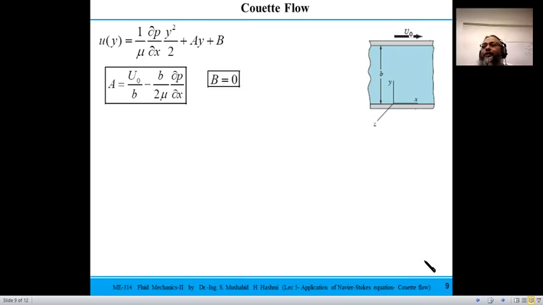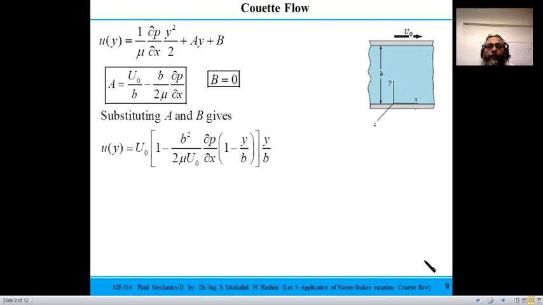So the next thing is so simple: you have to substitute a and b back into that equation. So eventually what did you get? You got the expression for the velocity profile. So this is the variation of the u component of the velocity, which is the only dominant component of the velocity, which is a function of y.